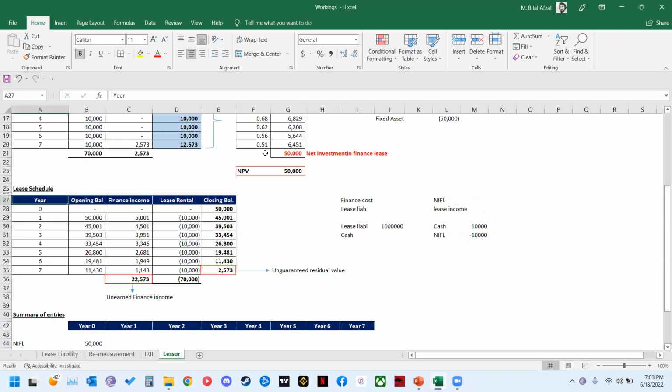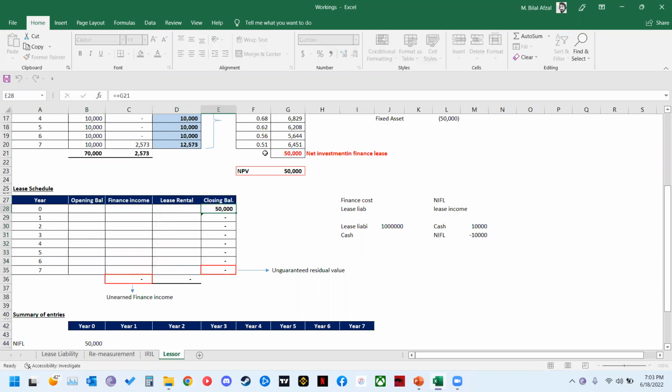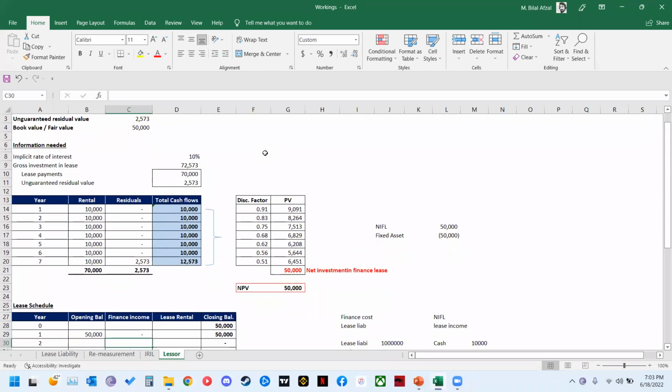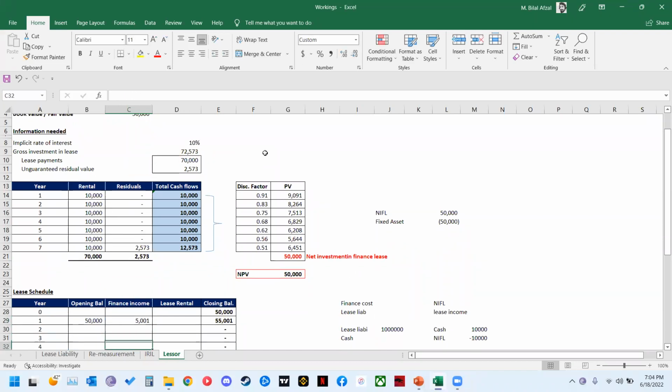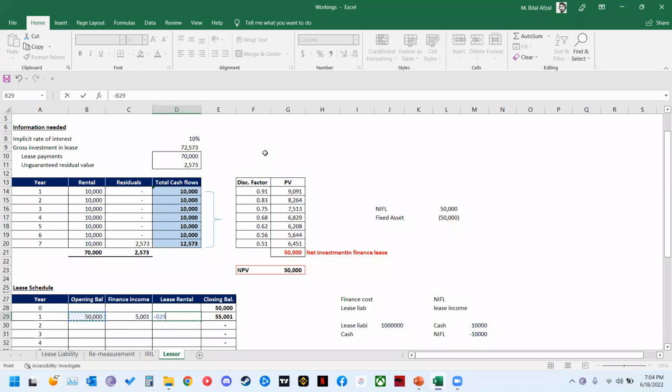So, continuing the example, my amortization table would start from 50,000. Opening value for year one would be 50,000. My finance income would be calculated using the implicit rate of interest, which is 10%, and the lease rental is around 10,000 for each year. I will continue the same example for each year.